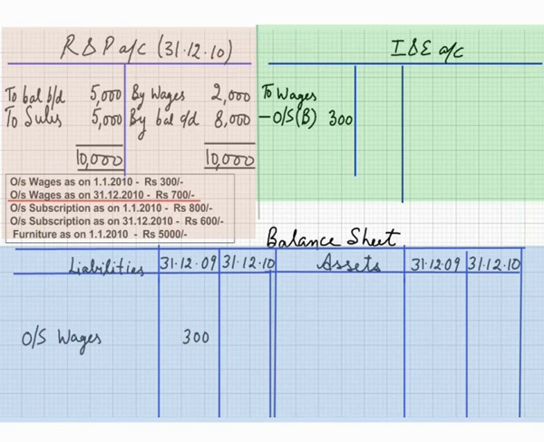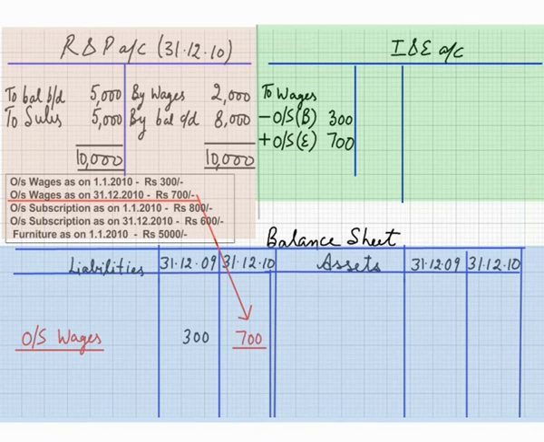Now outstanding wages at the end, I mean to say 31st December 2010, 700 rupees. Outstanding wages at the end are always added in the income and expenditure account in the inner column. So plus outstanding at the end 700 rupees. And in the same way, the same amount 700 rupees will be shown on the liability side at the end.